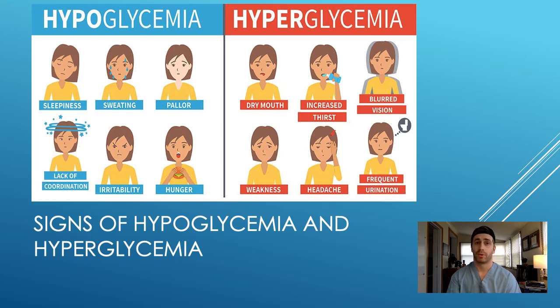And then with hyperglycemia, they're going to have dry mouth, increased thirst, blurred vision, weakness, headache, and frequent urination. So they're going to be peeing a lot because they have a lot of sugar in their blood, and their body's just like, I need to get this sugar out. So it pees the sugar out. Their breath may be a little bit fruity smelling. So these are all things to keep in mind, and if possible, get a blood sugar on them using a device or talking to the nurse.